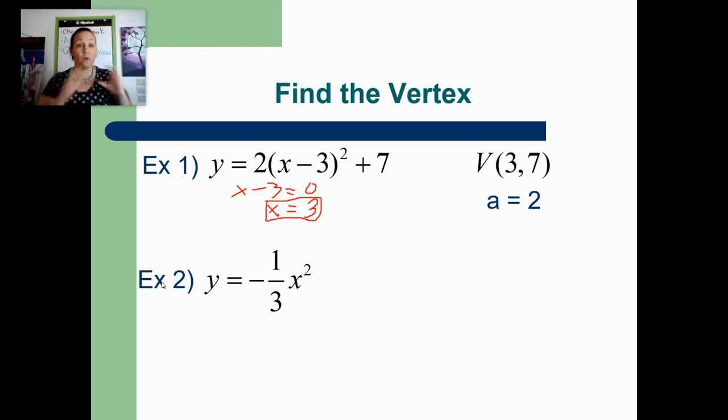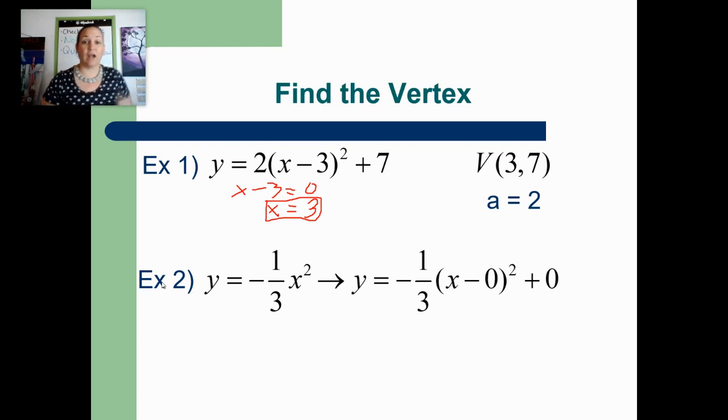So if there are no parentheses in vertex form, you can put parentheses in there, and you're just going to put a 0 inside of it. So I can rewrite this with an x minus 0 in parentheses. And if there's no adding or subtracting at the end, just add a 0 at the end.